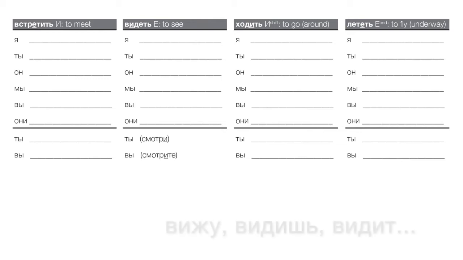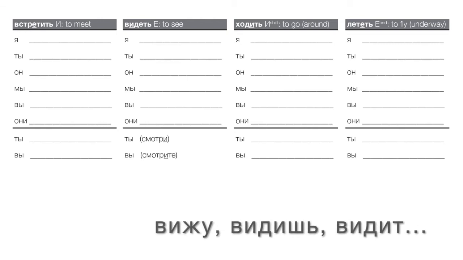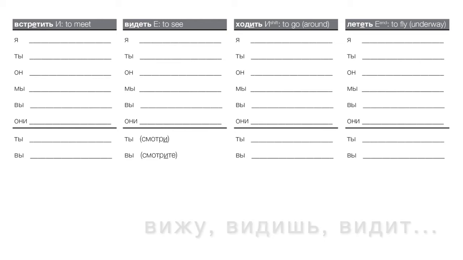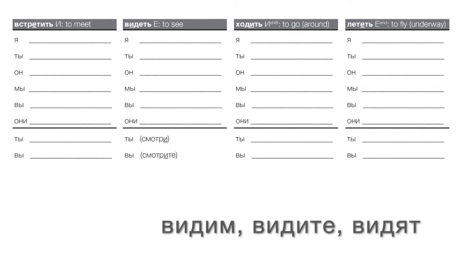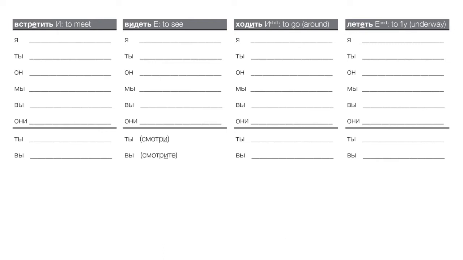Я вижу, видишь. Remember, we're writing E here, not yeah, right? Russian E, because these are E endings. Он видит, видим, видите, видит, right? And for that, there is no modern Russian imperative of видеть. There's an old one, видь, which is short Slavonic, but Russians don't use that anymore. Instead, they say смотри, right? Look, right?